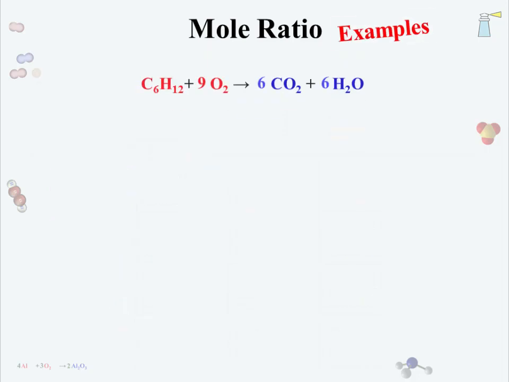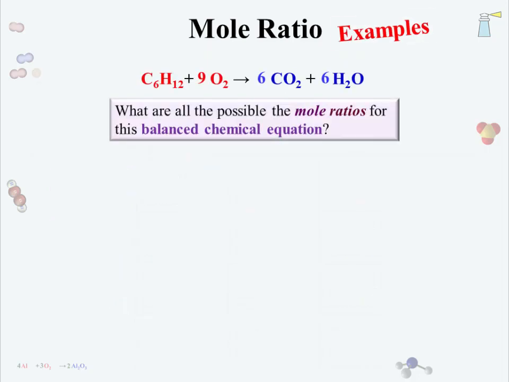Just to solidify our understanding, we could take the balanced chemical equation of this combustion reaction and ask what are all the possible mole ratios. There is no correct order, only that each compound be in the numerator of a ratio with each other compound, and that each compound be in the denominator of a ratio with each other compound. As a reminder, when no numerical value is given in the balanced chemical equation, it is assumed to be a 1.